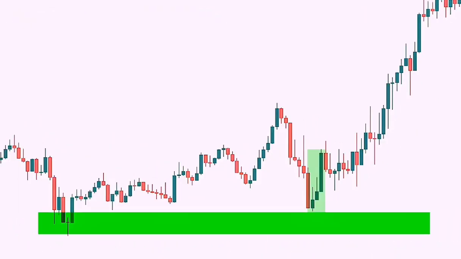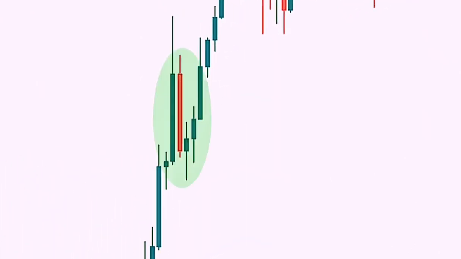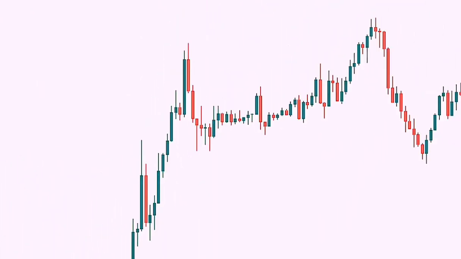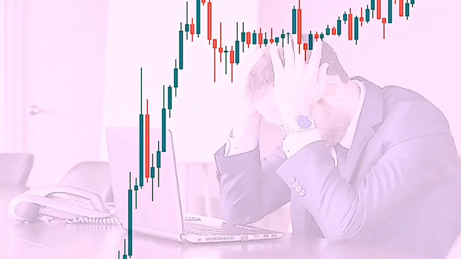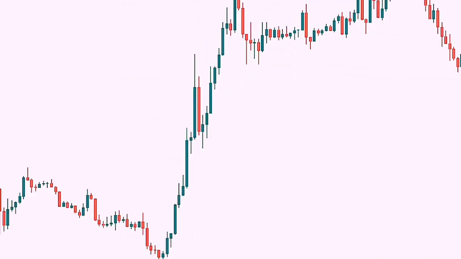That pullback is simply a pause before continuation. Since we trade spikes at support, it means we're focusing on strong trends. In strong trends, pullbacks are usually small and price quickly continues in the main direction. That's why professionals confidently buy at the first pullback, while beginners panic at spike exhaustion and make poor decisions.